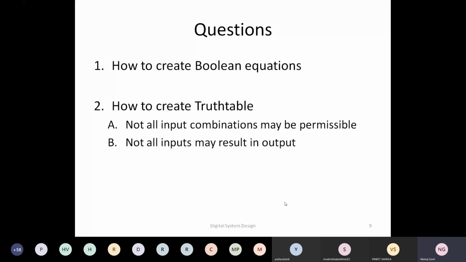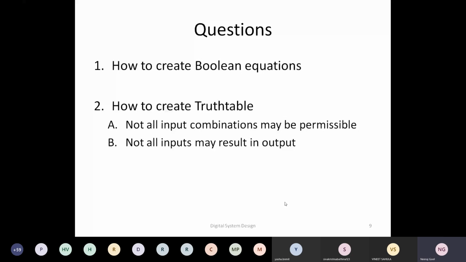Okay, but here when we are enumerating the truth table, we are enumerating all the combinations. That means we have to be sure what the output is at every place. Okay, so that's where in your min terms and max terms, don't care conditions will come. These don't care conditions are only for those possibilities where these input combinations are not permissible.